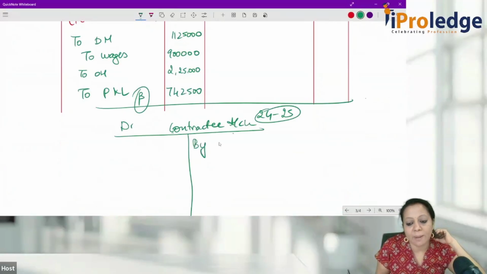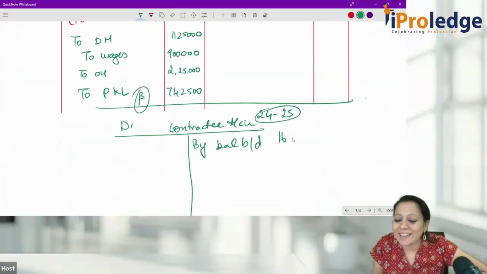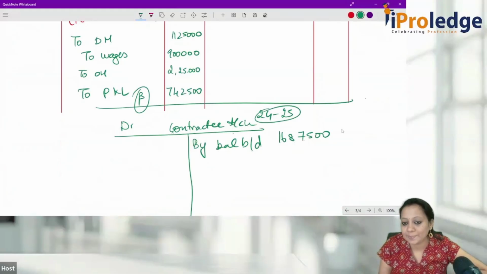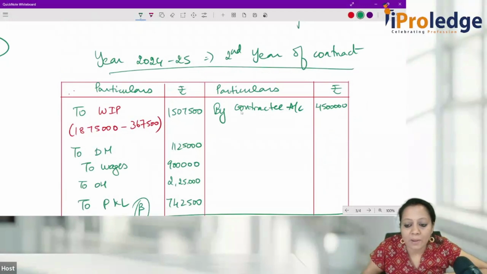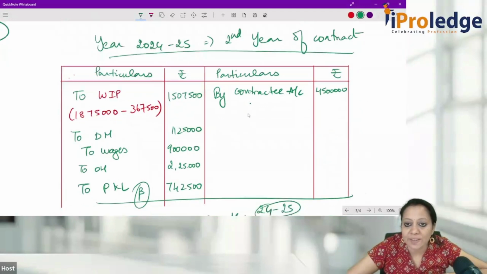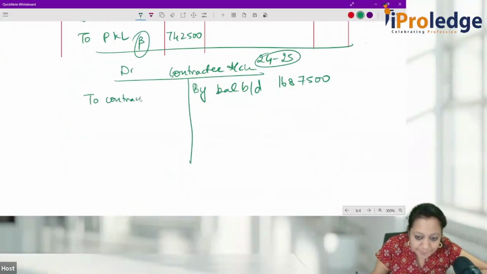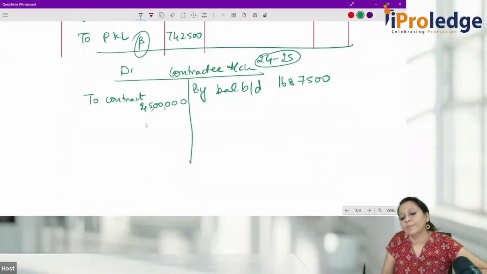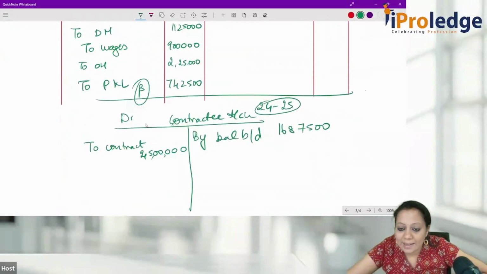So first of all, we'll have by balance brought down because previous year we had that 16 lakh 87,500. And here we have by contractee that is going to be 45 lakhs. That means it will be to contractee 45 lakhs. Understanding? Okay.